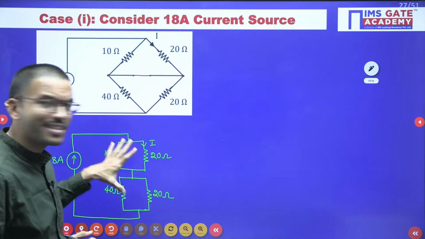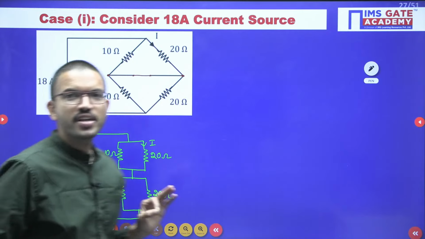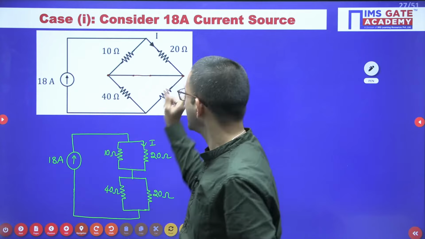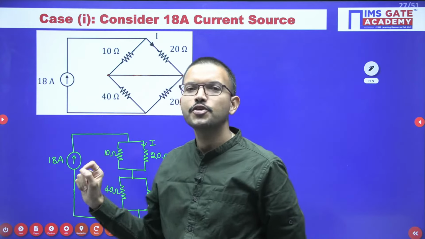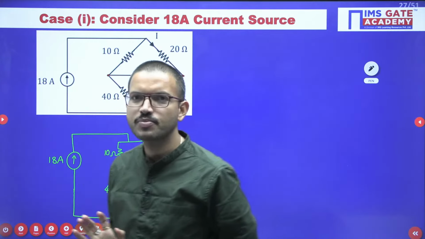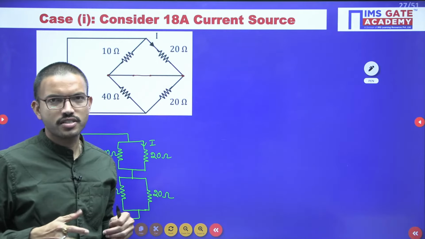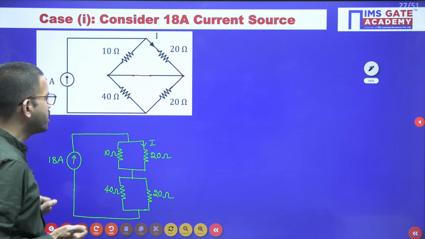Why I have drawn like this? Because if you draw like this, then only you can easily solve this question. Otherwise, you may face the problem, or you may be taking more time for solving this question. Okay, right. So just observe carefully.